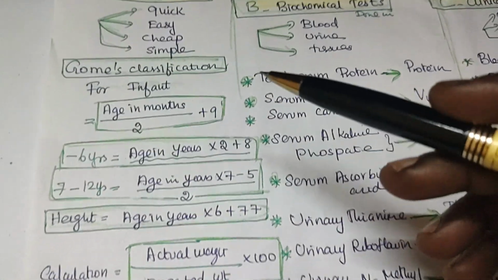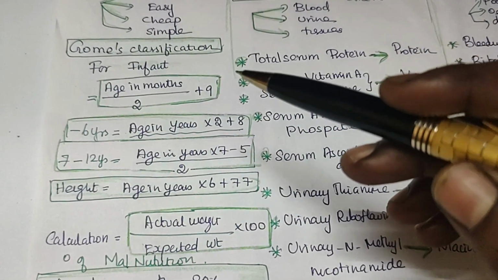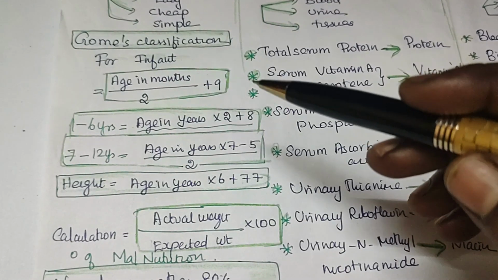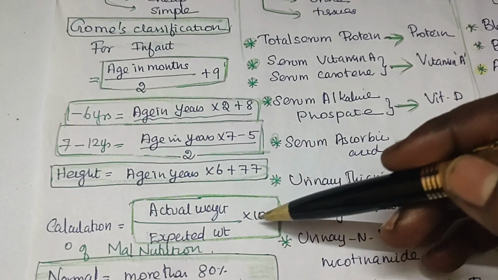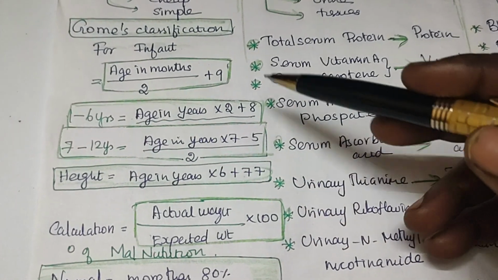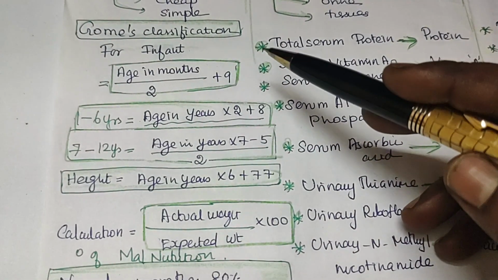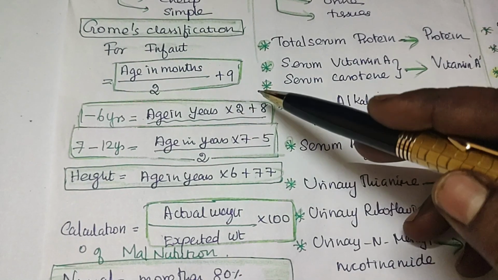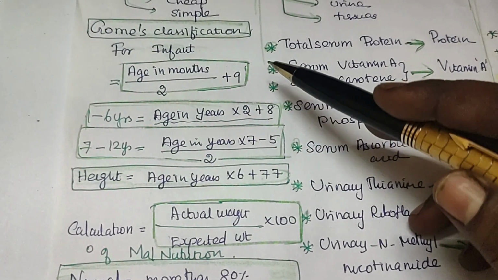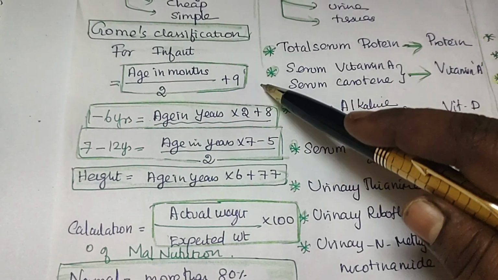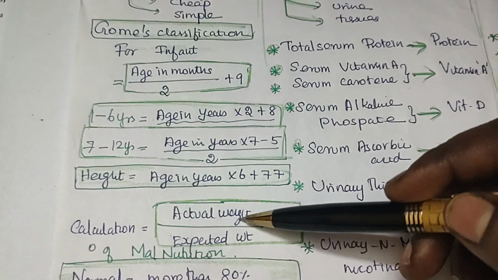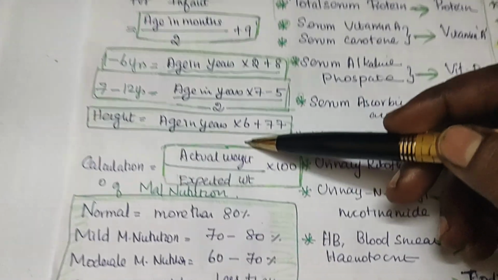First is anthropometric measurement. The Gomez classification is a very important one. For the infant, we calculate the actual weight over the expected weight into 100. This is the formula for the infant: age in months divided by 2, plus 9, is the expected weight. This is the calculation for expected weight. When you put in that expected weight, you can calculate the actual weight.